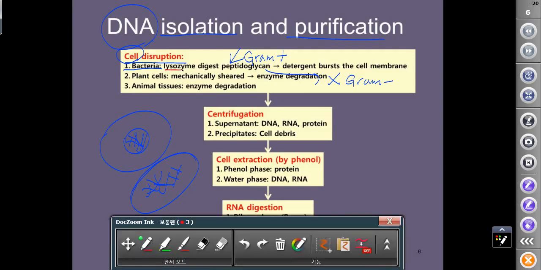This is about gram-positive bacteria. First, you have to remove the peptidoglycan cell wall using lysozyme. Lysozyme can digest this. Then since the peptidoglycan layer was removed, the underlying cell membrane has to be broken up, right? So you can burst the cell membrane using a detergent such as Triton X-100. There are many others. Let me erase this. It's a little bit messy here.